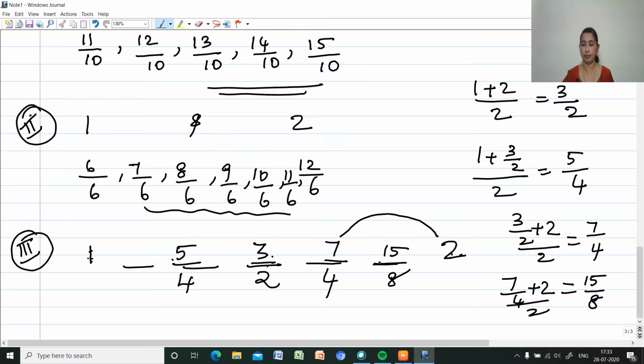So we got 4 numbers here. One more number we will get using these two. So 1 plus 5 by 4, divided by 2. That is 4 plus 5, which is 9 by 8.